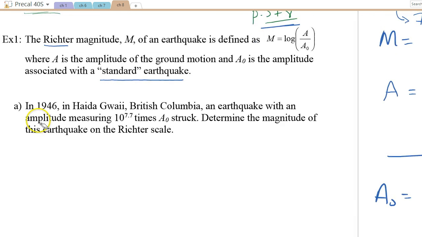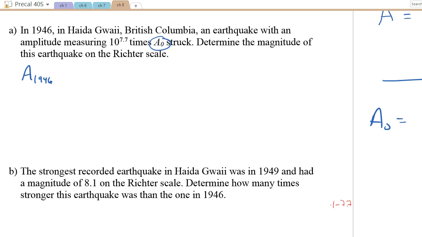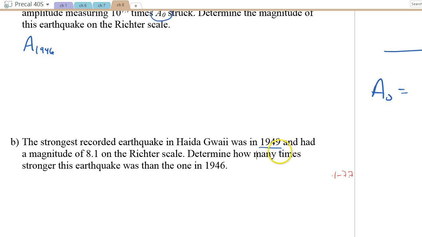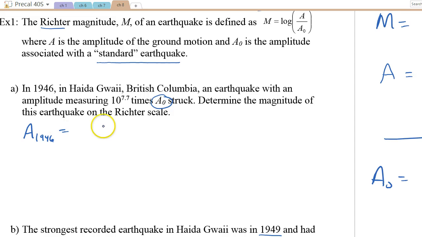In our first example, we're talking about 1946 in Haida Gwaii, I'm not sure how to say that, in Haida, British Columbia. There was an earthquake with an amplitude measuring 10 to the power of 7.7 times this background, this standard earthquake. So if I was to write this out, here is some amount of amplitude in our earthquake in 1946. I'm just going to keep track, because in our next question we're going to have one in 1949. This is equal to 10 to the power of 7.7 times our background one.